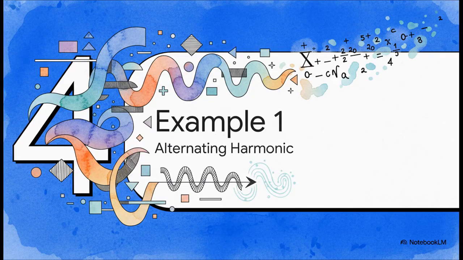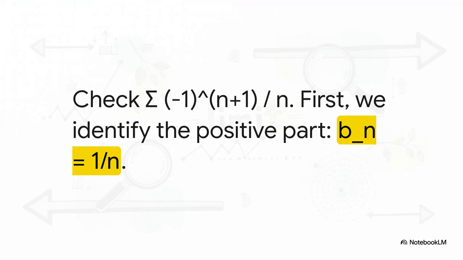Okay, theory is great, but let's put this thing to work. We'll start with that series we first looked at, the alternating harmonic series. All right, here's how you'd see it written out formally. First thing we do every single time is identify our b sub n.